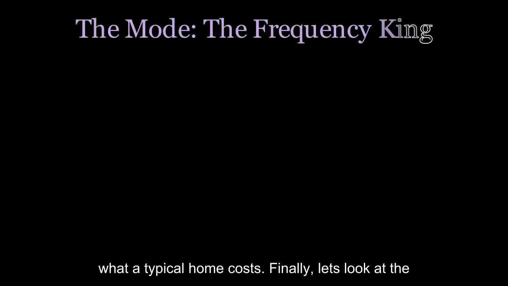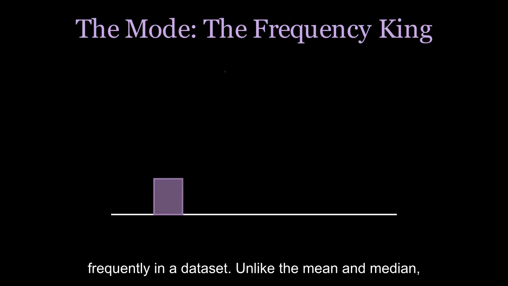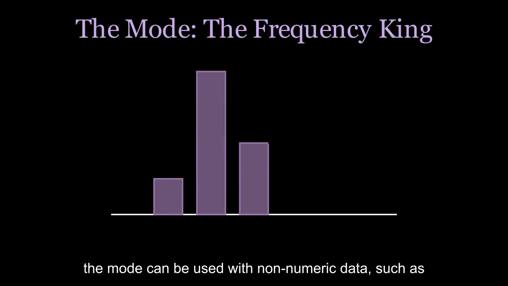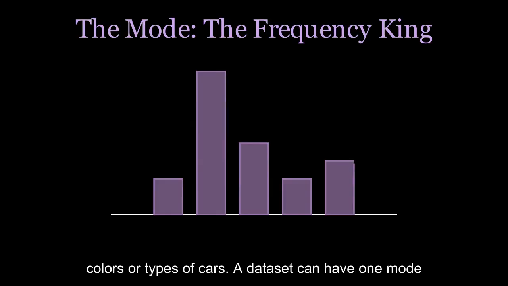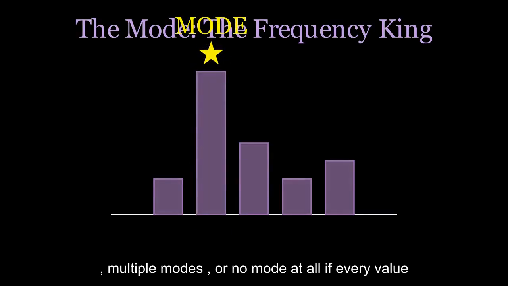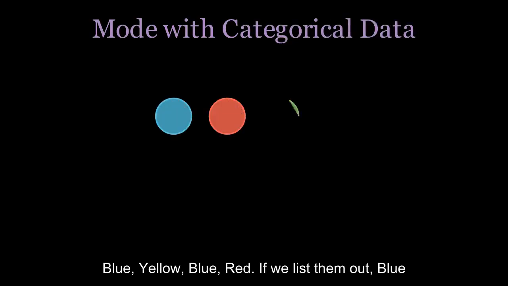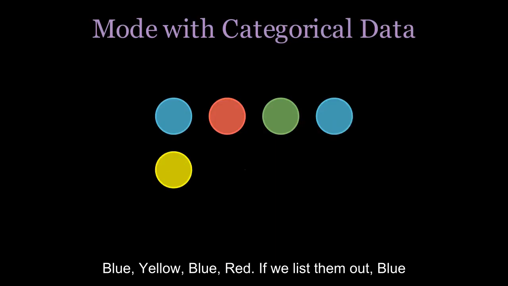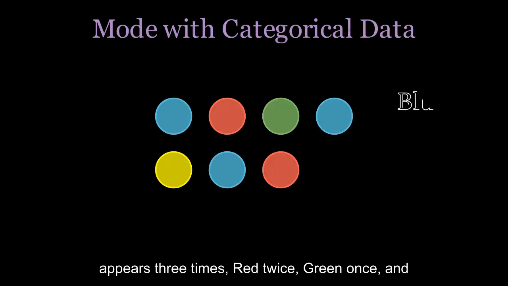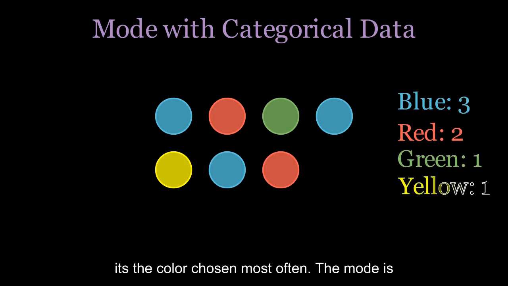Finally, let's look at the mode. The mode is the value that appears most frequently in a dataset. Unlike the mean and median, the mode can be used with non-numeric data, such as colors or types of cars. A dataset can have one mode, multiple modes, or no mode at all if every value appears only once. Let's use an example of favorite colors among a group of people: blue, red, green, blue, yellow, blue, red. If we list them out, blue appears 3 times, red twice, green once, and yellow once. In this set, blue is the mode because it's the color chosen most often.